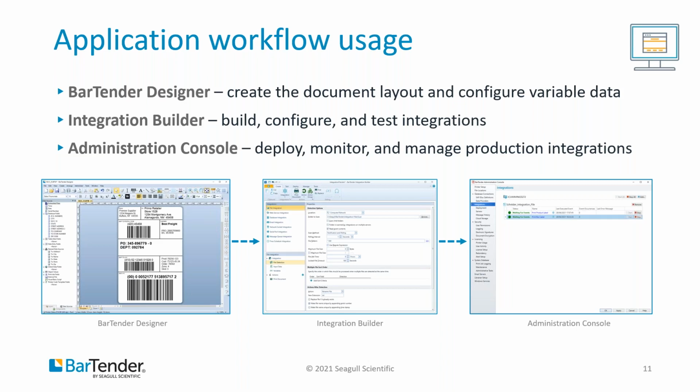This then takes us on to the Integration Builder, where you build your integration, probably, but not always, to print your BarTender document. So first you have the integration properties, where you define what it is that you're looking to detect, and then you have the actions of what you want to do. In the Integration Builder, you can test that and save that as an integration file, which takes us to the Administration Console, from where you can then deploy, manage, and monitor your integration.